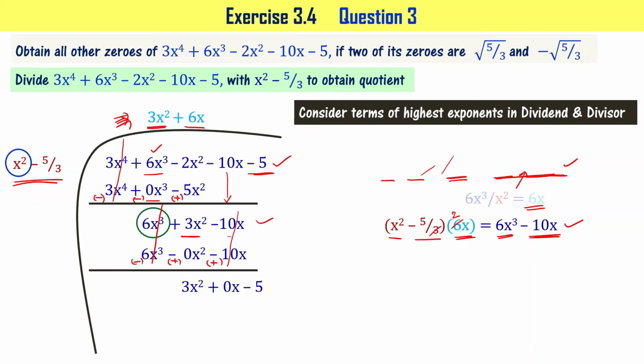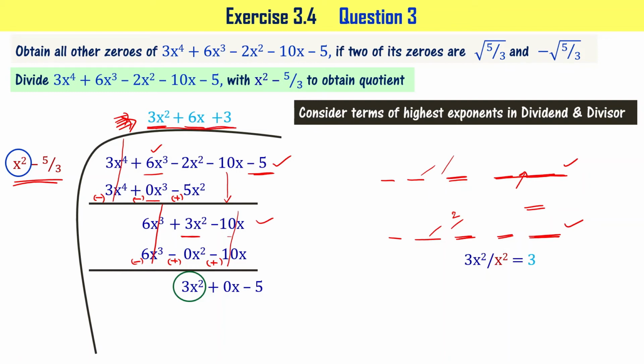Now the term containing highest exponent is 3x^2. Let me divide 3x^2 by x^2. So the answer is 3. Let me add that to the quotient written here. So the quotient now is 3x^2 plus 6x plus 3, right? Now let me multiply the divisor x^2 - 5/3 by this particular 3, so that x^2 times 3 is 3x^2. This is minus 5/3 times 3, which is minus 5, right?